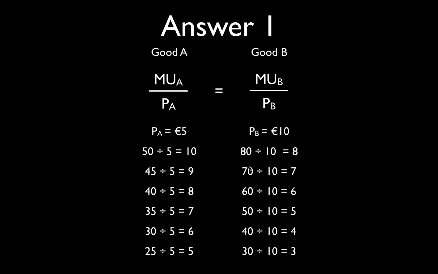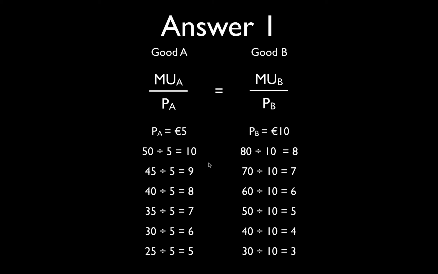Okay, what I've done now is worked out the marginal utility divided by the price for all of the marginal utilities and the prices of A, and the same for all of the marginal utilities and the prices of B. Obviously, the prices don't change for A or B. So here is the marginal utility per euro spent on each good.